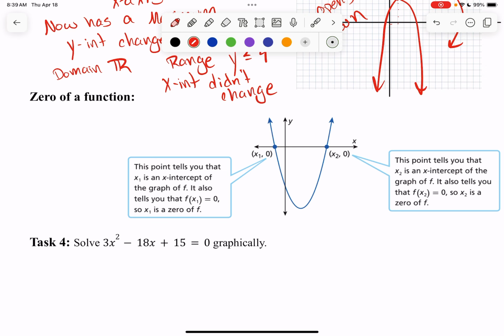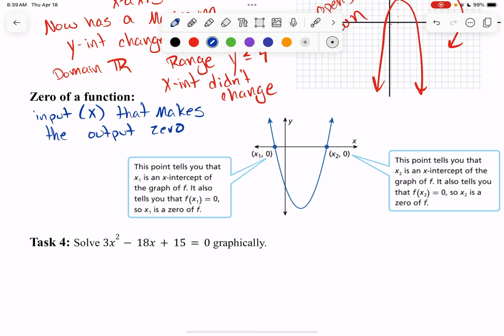Okay, one last thing to talk about for this section is what a zero of a function is. A zero is an input, or the x, that makes the output 0. Meaning, what x do I put in that gives me out a y of 0? So when I'm asked to find the zero of a function, I'm wondering, what x's do I put in to get out a 0?